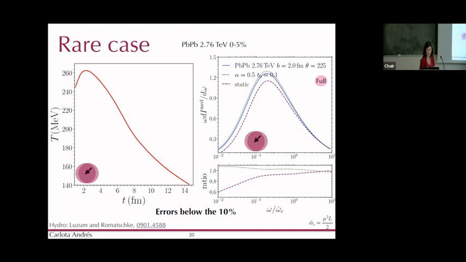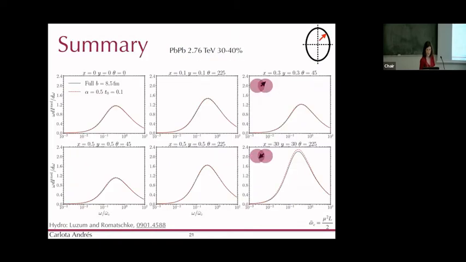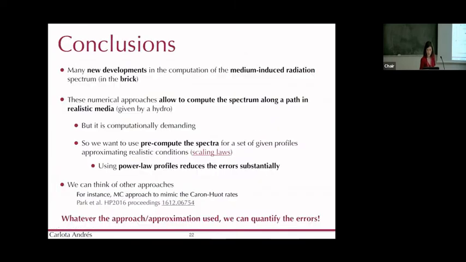And even if I do weird cases, it works quite well. The errors are below 10% between the green curve and the blue curve. And it's way better than using the static scaling law. And we can do very different trajectories. This is in semi-peripheral collisions at the LHC. And what we see is that the errors are small, and that's good, and we can quantify them.